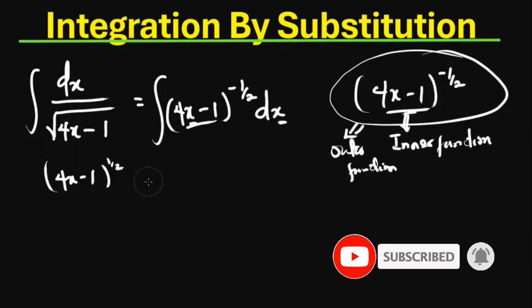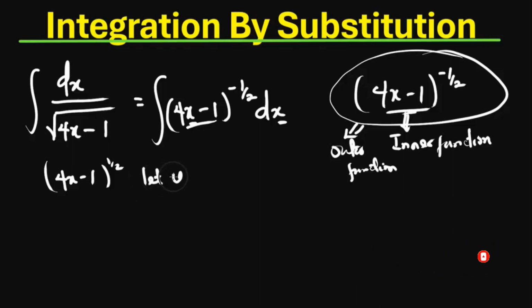Now in order to integrate this using the substitution method, I'm going to equate the inner function to something. Let me call that u. So let u equal 4x minus 1. Now I'm going to differentiate u with respect to x. Take note of something: there are two ways to solve this problem. There is a long way and there is a shorter way. I'm going to show you the long way first, then I'll show you the shorter way.